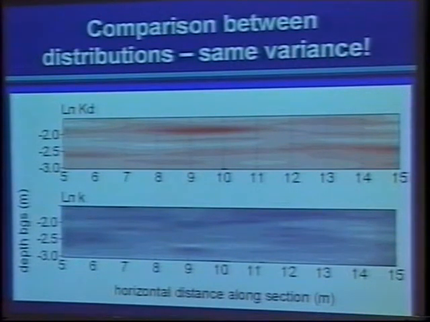So by one measure, we've actually got some similar characterization of the distribution of these properties. The KD is as variable as K in some measurement. But in fact, when you look at the two fields, you find that the patterns are very different. You don't see a direct correlation between the variability in the LNK with your eye and the LNKD.